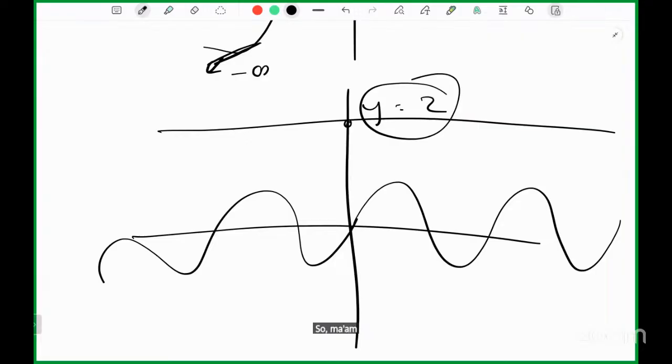So, ma'am, here if we fix the y limit from -1 to 1, then it will become an onto function. Yeah, this is an onto function.